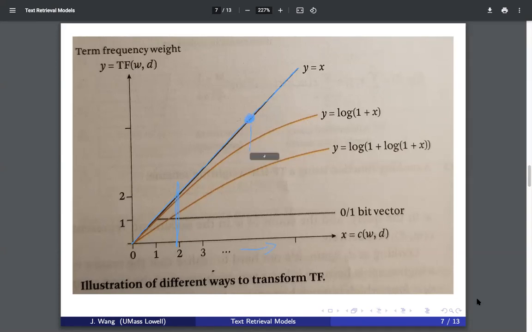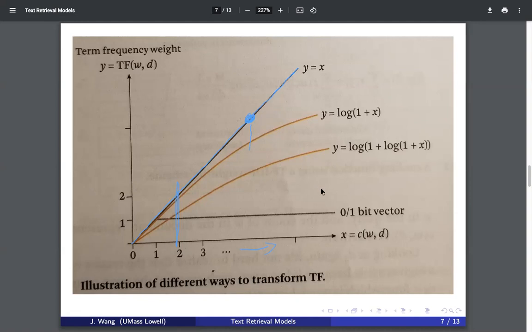So if you have thousands of appearances, the weight is not going to be the same as the actual word count. So that's TF transformation. You can also think of that as some kind of normalization. And it turns out this idea works.